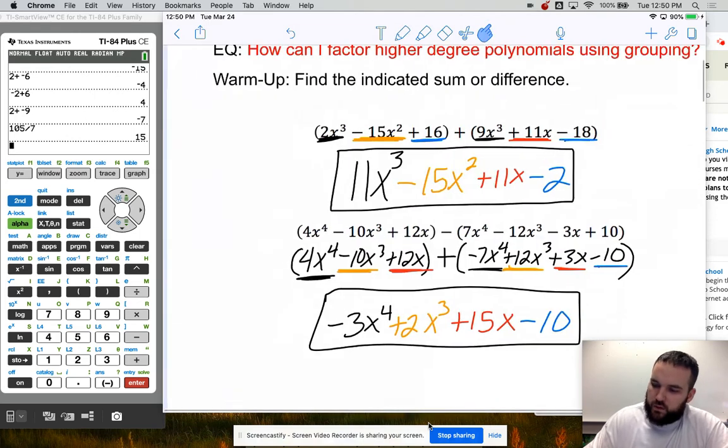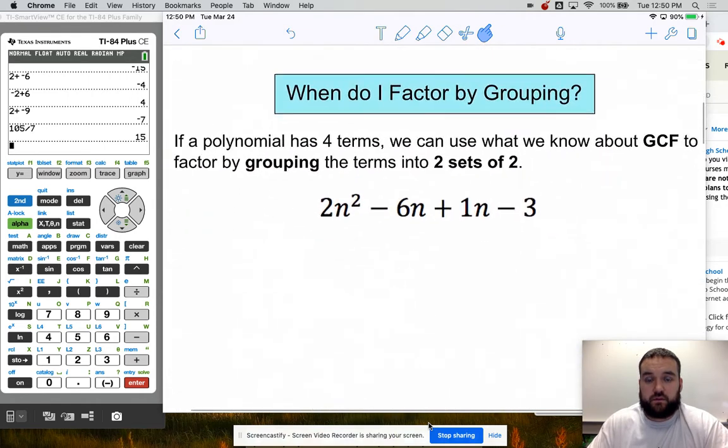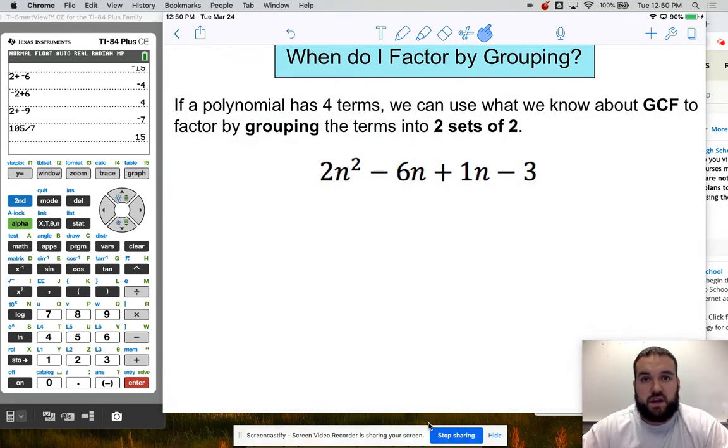Okay, so that's adding and subtracting. Let's get into the new stuff. This technique of factoring by grouping is very specifically for when there are 4 terms in the expression. This method only works if there are 4 terms. Basically, we're going to split the problem in half and look at the first 2 terms, and then we'll move to the last 2 terms.